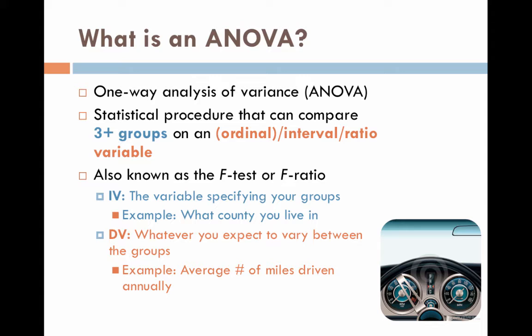And in this test, we have an IV and a DV, obviously, where the IV is the variable specifying your groups. So for example, what county do you live in? And your dependent variable can be whatever it is you expect to vary between groups. This is your outcome, your quantitative variable. So for example, average number of miles driven annually. So whenever you're working with ANOVA, you should see 2 variables, one that's categorical and one that is quantitative. The one that's categorical is always going to be your IV because that's going to give you your groups. And the one that's quantitative, the one that's numerical, is going to be your dependent variable.